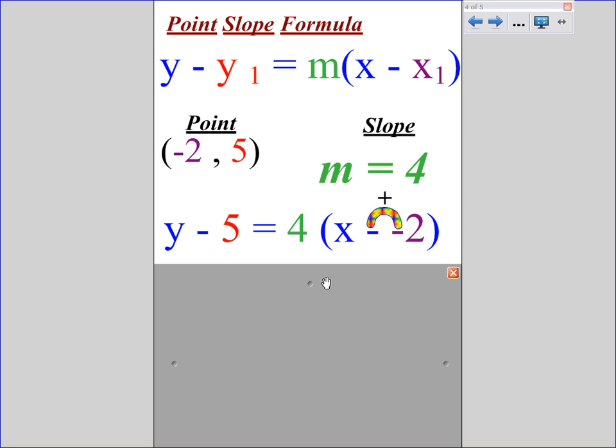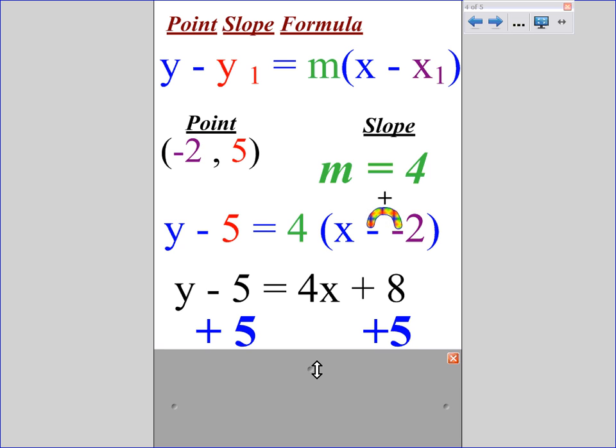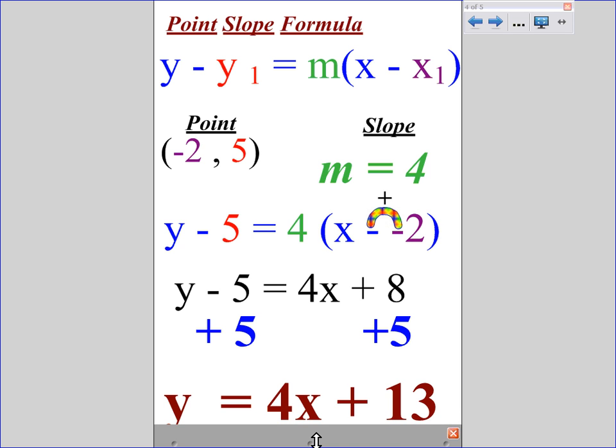Remember in math, anytime you see two minus signs in a row like that, we need to make them a plus before we do any multiplication at all. So now, when we simplify, y minus 5 on the left-hand side, and on the right, 4 times x gives me 4x, and then 4 times a positive 2 gives me positive 8. Now, my job, remember, is I want to get y by itself. So then I have to get rid of that pesky minus 5. And the opposite of minus 5 is plus 5 to both sides. And then last but not least, I get my answer, which is y equals 4x plus 13.